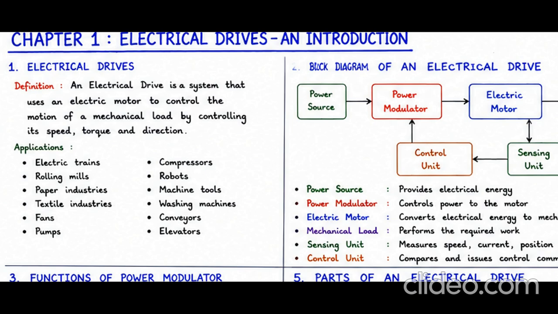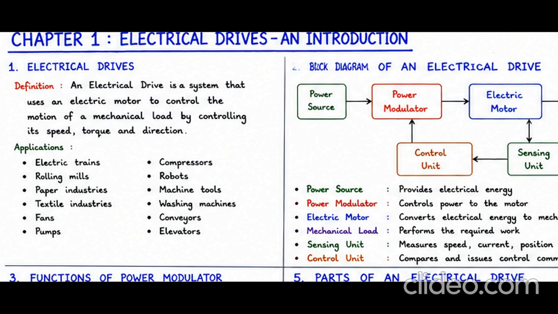When we come to applications, electrical drives are used almost everywhere. They are used in electric trains, rolling mills, paper industries, textile industries, pumps, fans, compressors, robots, and more. In short, whenever controlled motion is required, an electrical drive is almost always present.